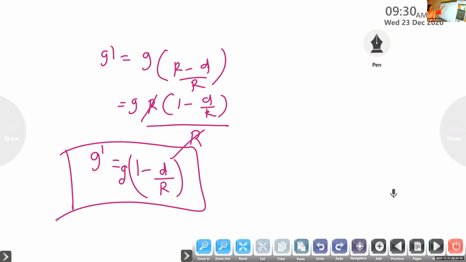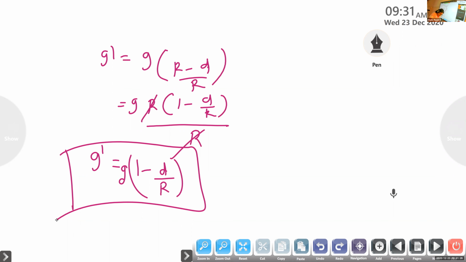You can use this one or this one. It depends upon the question. There's nothing like that. If you do this also, it's okay. So here also same it is, G times. At a depth also, acceleration due to gravity is G times. That means as depth increases, acceleration due to gravity decreases.